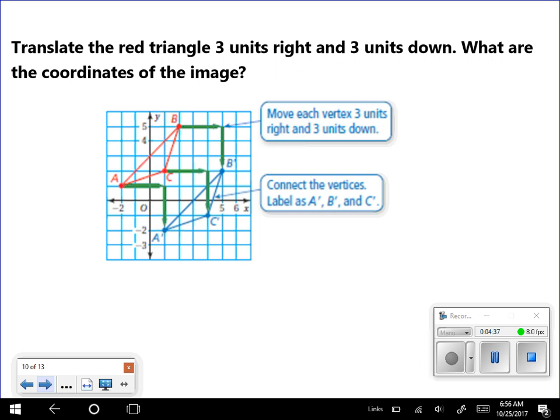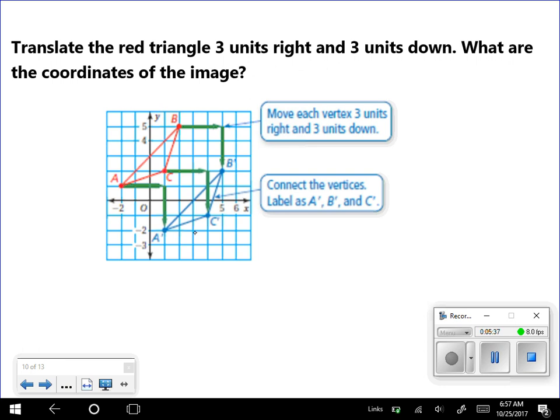Okay, so now we need to be able to perform a translation within the coordinate plane. So, if our first figure here is the red figure, this kind of walks us through our translation. So our red figure is where we're going to start, and it says translate the red triangle 3 units right and 3 units down. So what are the coordinates of the new image? It says move each vertex, so each point on your figure, right 3 and down 3. As you can see for B, we went 1, 2, 3, and then 1, 2, 3 down. For C, same thing. For A, same thing.